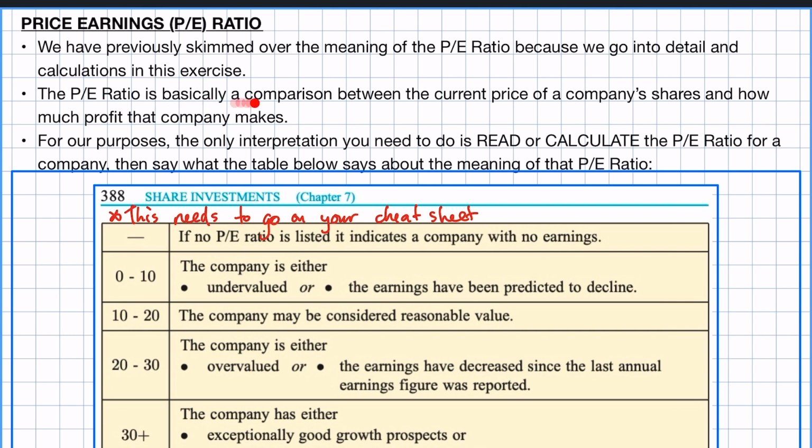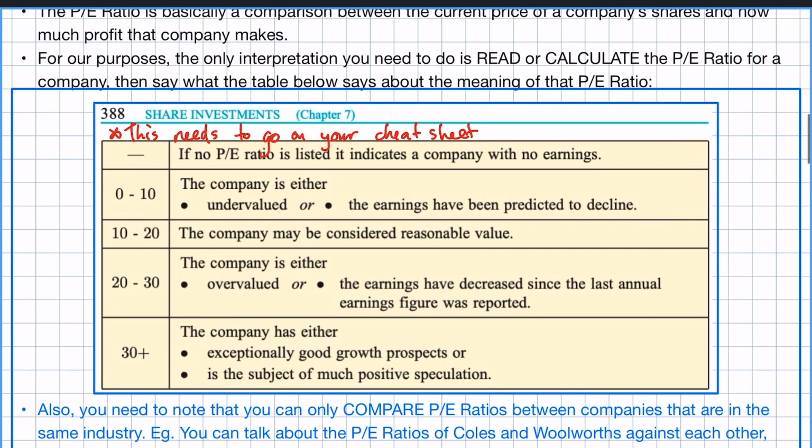The PE ratio is basically a comparison between the current price of a company's shares and how much profit that company makes. For our purposes, I don't need you to understand all of that. Literally for this topic, all you need to be able to do is look at what the PE ratio is, read it, and then look at this table and spout out what the interpretation is. So that would go on your cheat sheet. Maybe a simplified version of it. You don't have to write all of these.